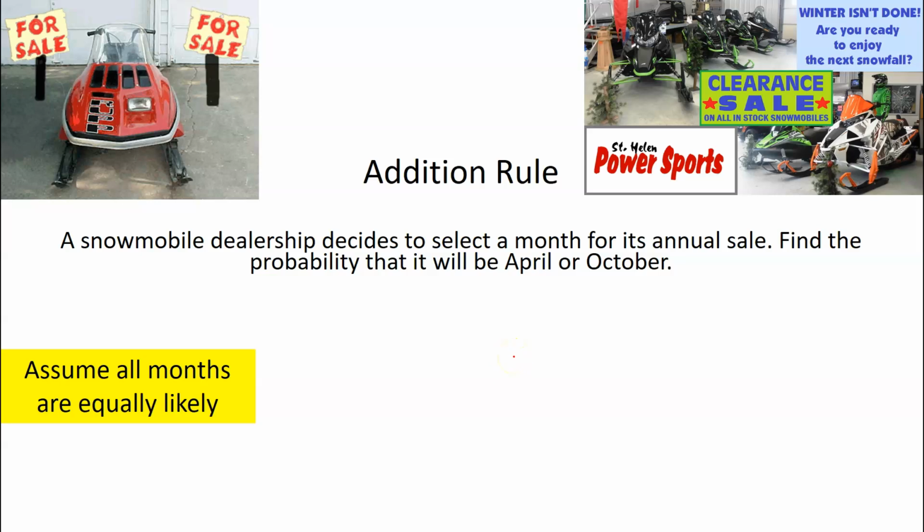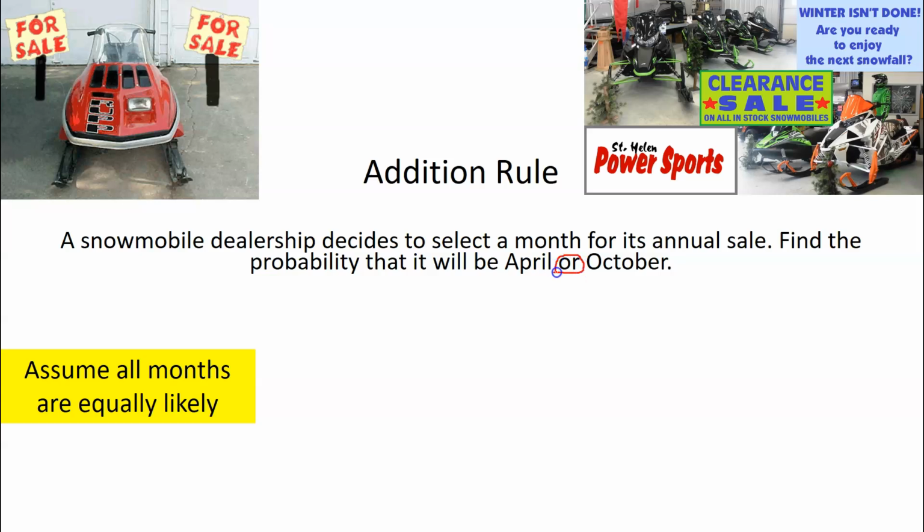Let's look at some real basic ones. These are what you call addition problems in a situation where they are mutually exclusive. Okay, so this example here, and I'm really simplifying something here. Let's say that you've got a snowmobile dealership that decides to select a month for its annual sale. What I mean by simplifying is that this is not the way a snowmobile dealership would actually work. There are going to be certain months that they'll want to have their sale in. We're just ignoring that right now. Let's just say that you just picked at random out of the entire year. Find the probability that it would be in April or October. Notice the word "or."